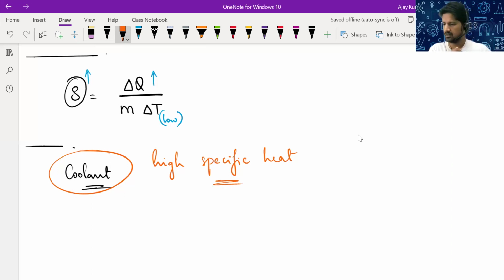So in tomorrow's class we will discuss more about calorimetry and heat-temperature relations. We'll also discuss change of state: melting, boiling, freezing, condensation, all these processes.